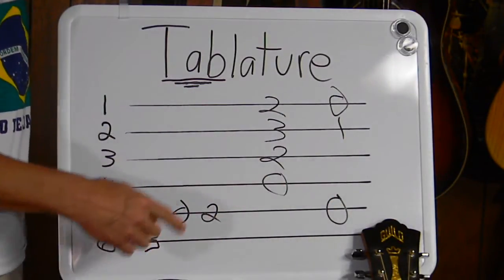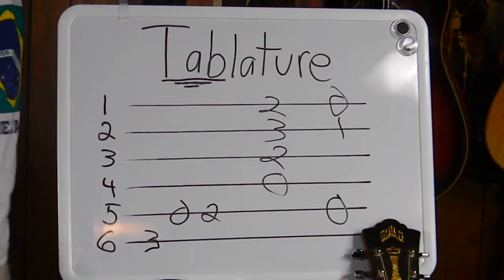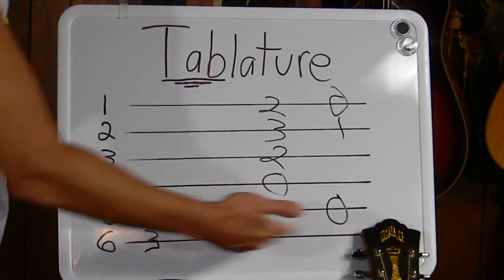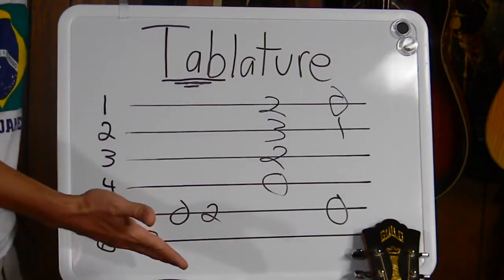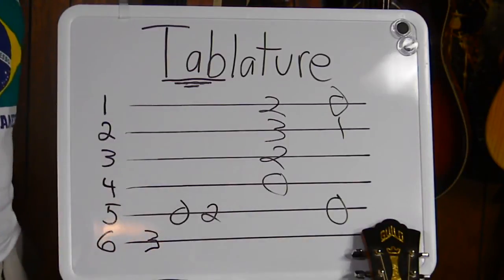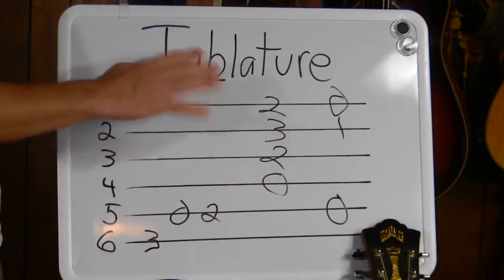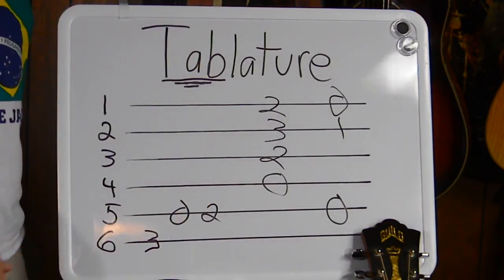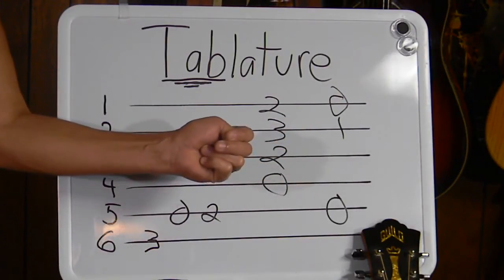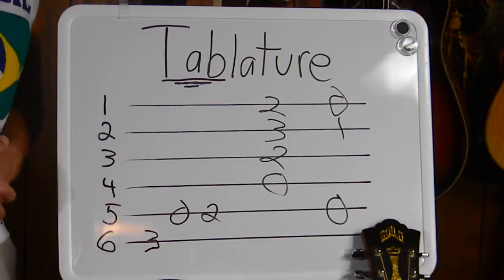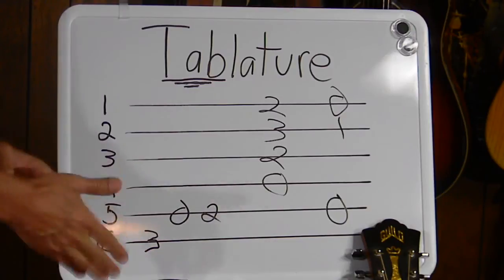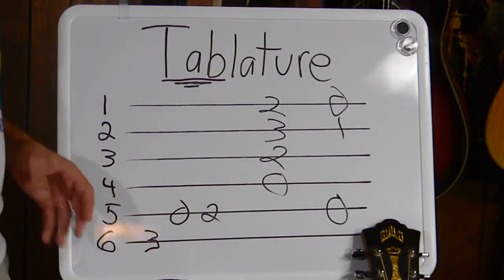Another important thing is these numbers mean which fret to play. Remember, tablature is lines and numbers. The lines are the strings, the numbers are the frets. That's it. The numbers are the frets. They never ever mean which finger to use. Let's face it, if there was a 17 on here, where's your 17th finger? You don't have one. But you do have 17 frets.